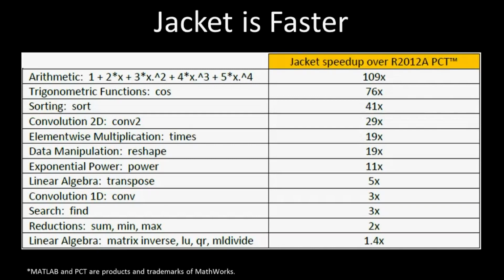Jacket has 10 times more functions than the Parallel Computing Toolbox. Here's a list of the functionality that's available. You can just look at the function list, though, and see for yourself. We're talking about thousands of functions and function syntaxes that are supported in Jacket, relative to a little over, around 100 or so of the Parallel Computing Toolbox.